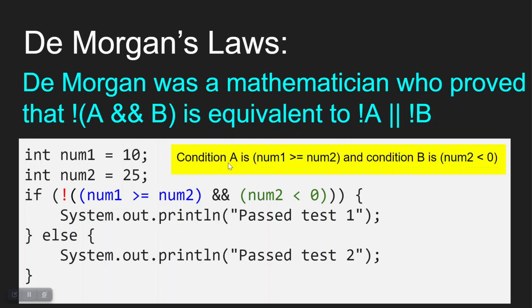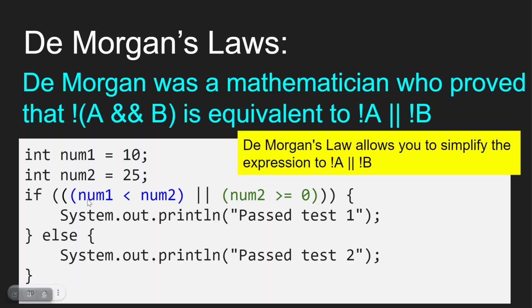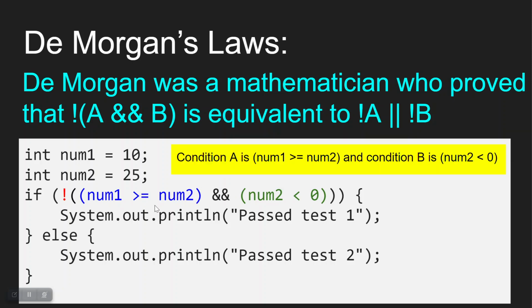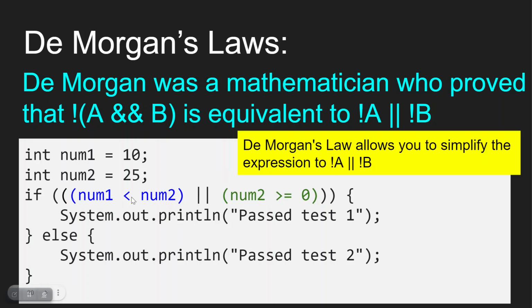So now we have to look at, okay, what is not A? Well, not A would be num1 is less than num2. And then again, not B would be num2 is greater than or equal to 0. And then the other thing we would have to do is change our and sign into an or sign. So again, this is what we started with: not, here's condition A, and then and, here's condition B. The not is in front of it, so we need to flip this math sign, flip this to be an or, and then flip that math sign. So that's how we end up with this version of it over here.